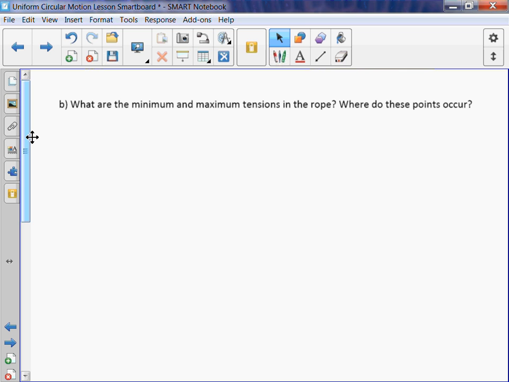Can I just say top and bottom? We didn't even answer question A. What are the maximum and minimum tension? Is the minimum tension at the top? Is the maximum at the bottom? Yeah, we already answered minimum tension at the top. But we've got to deal with the maximum tension at the bottom.